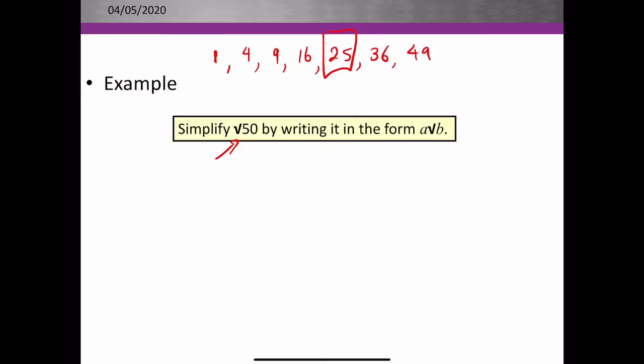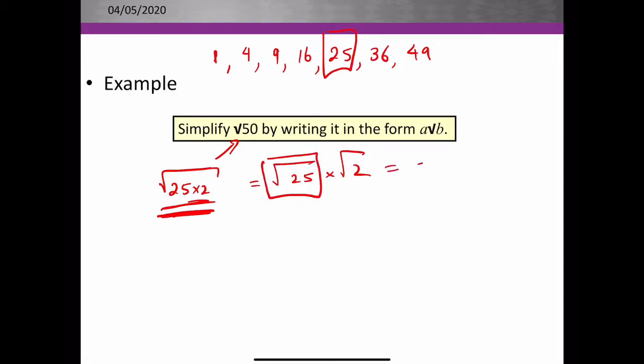Biggest number that goes into 50 is 25. So let's break it down. Square root 25 times 2. That massive root we're going to break into 2 roots. Square root 25 times square root 2. So it's 5 times root 2. And because we're going to simplify, we simply write it as 5 root 2. So we get rid of that multiplication symbol in between.